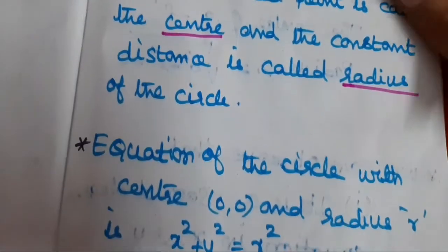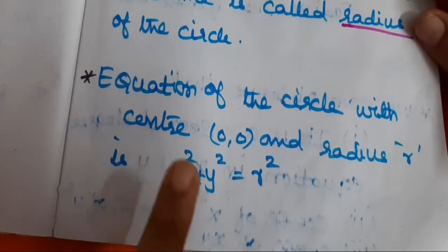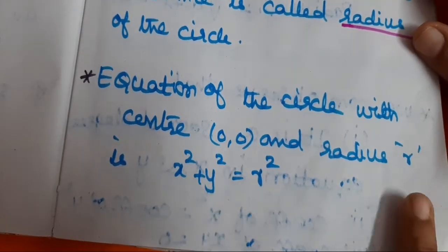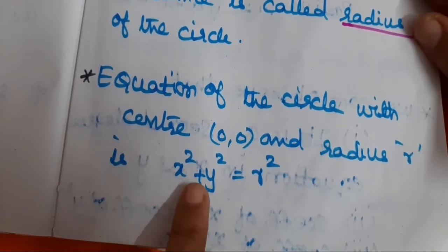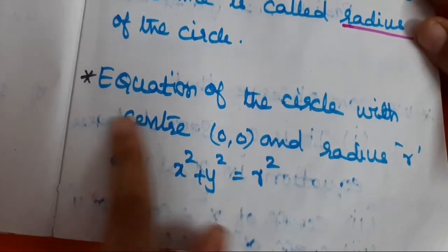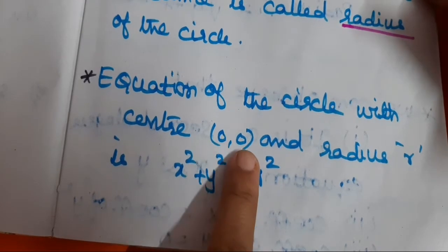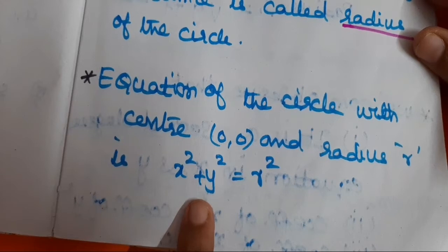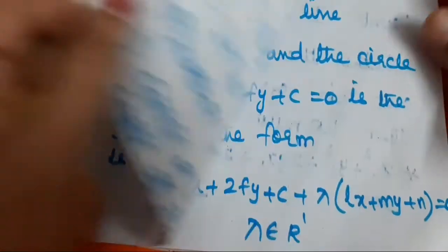Now we are going to discuss the equation of the circle with center at 0, 0, that is the origin, and radius r units, which will be of the form x square plus y square is equal to r square.